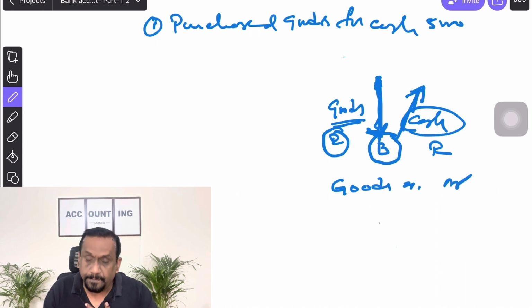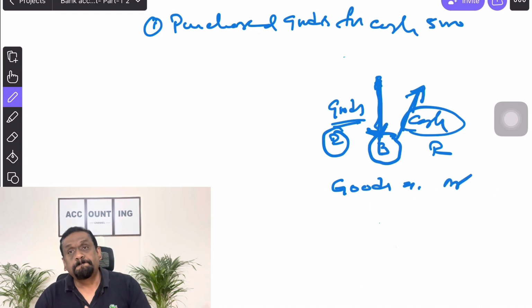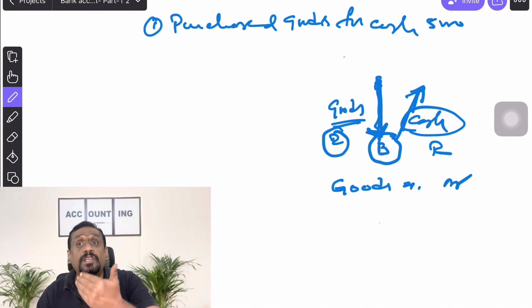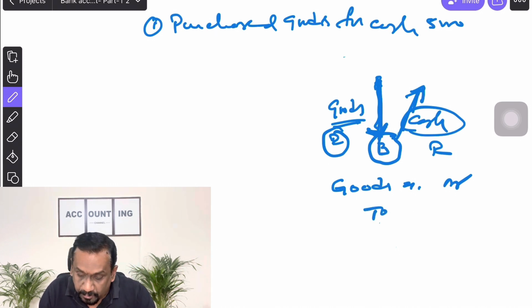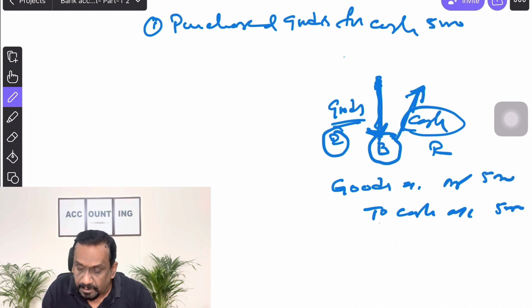Goods account to debit. What goes out? Cash. Comes under what account? Real account. What is the principle? Debit what comes in, credit what goes out. Here cash is going out. Credit what goes out is applicable. So I need to credit cash account for 5,000. This is the journal entry.